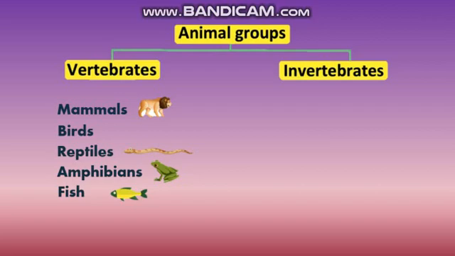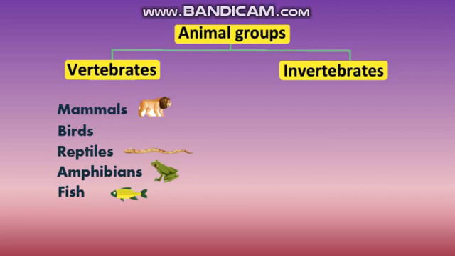Mammals have body hair or fur. They use their lungs to breathe. Mammals are born live and they drink milk. A mammal's body temperature is usually stable. Therefore, they are warm-blooded animals. An example of a mammal is a lion.